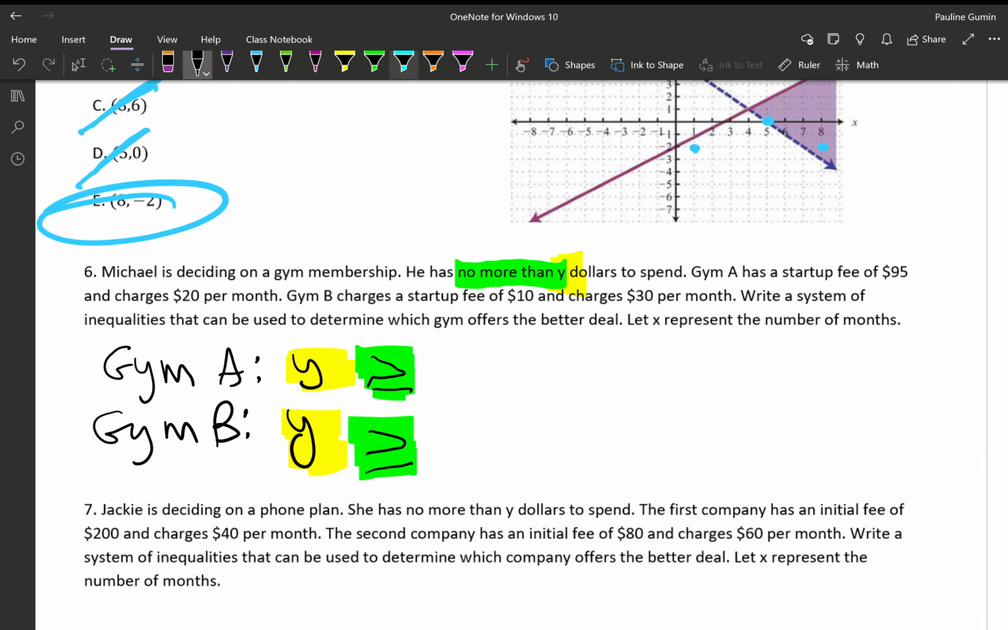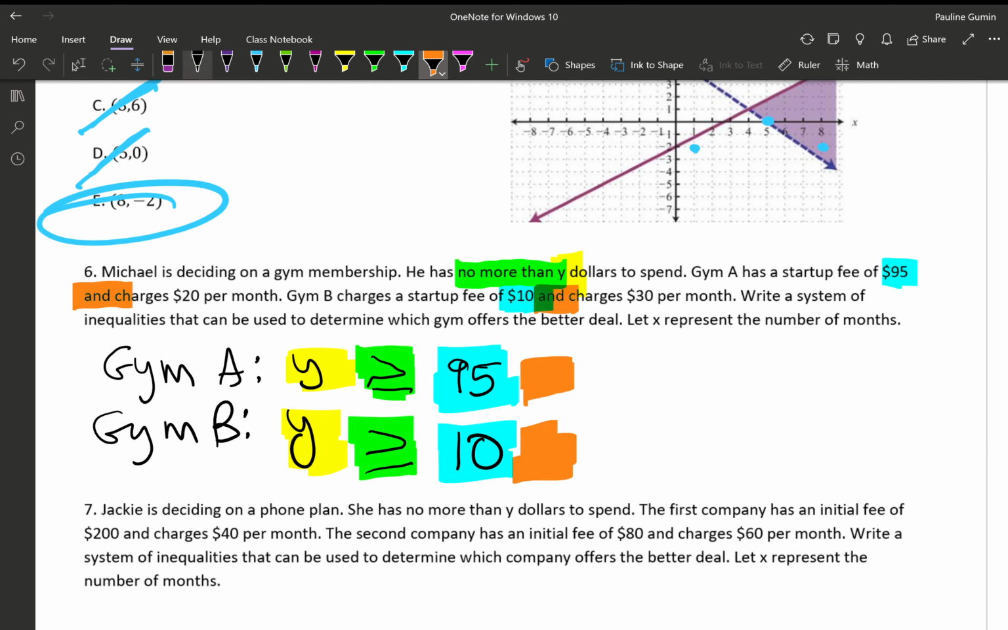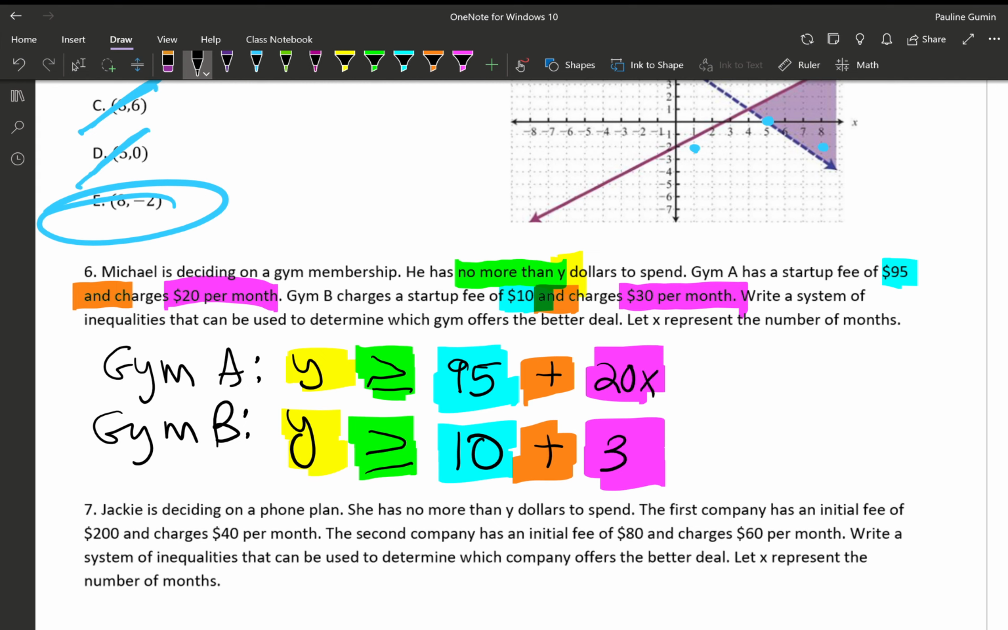All right, let's start with Gym A. Gym A has a startup fee of $95, which means he has to pay $95 as he's signing up. Gym B has a startup fee of $10. And they both have ands, which means they both have pluses. Gym A charges $20 per month, and Gym B charges $30 per month. 20x and 30x. There's our system.